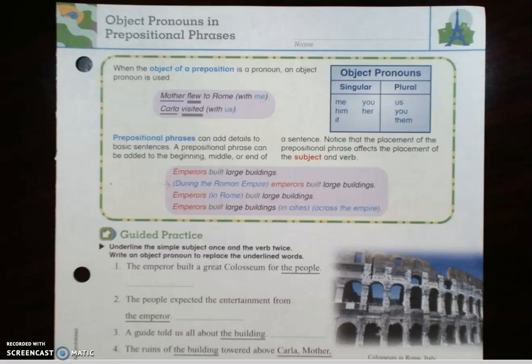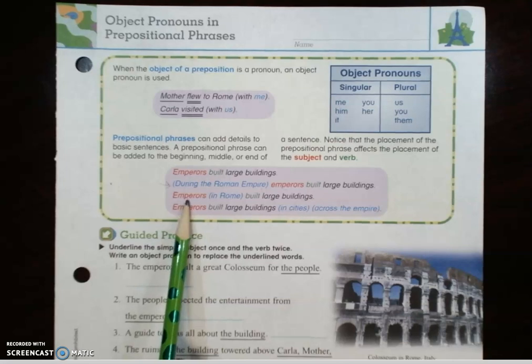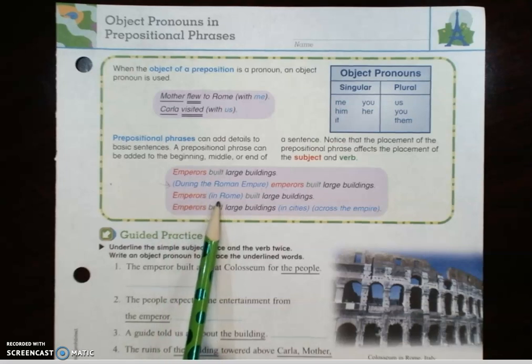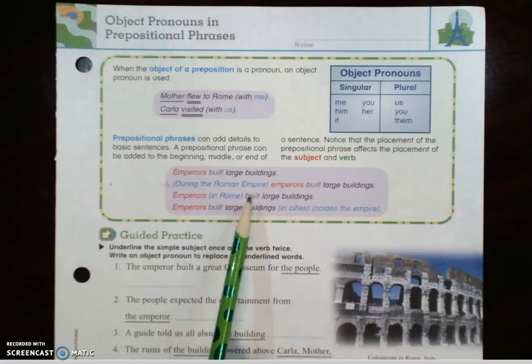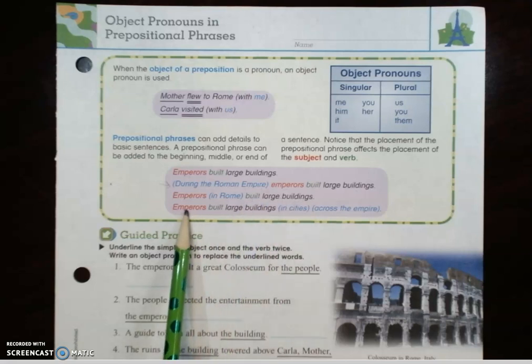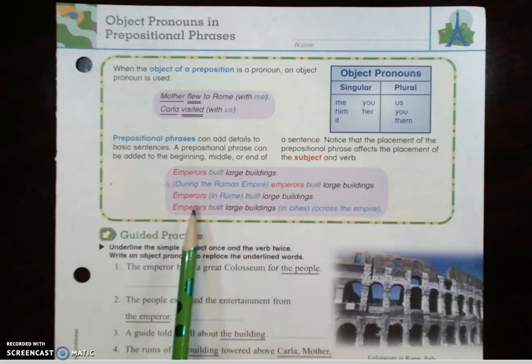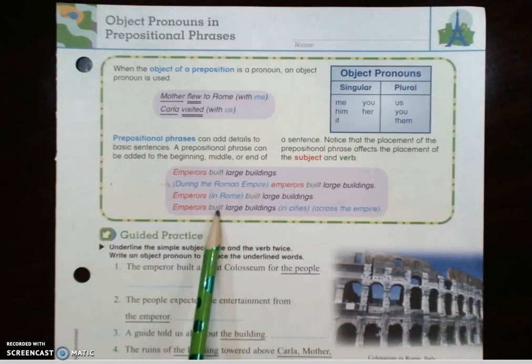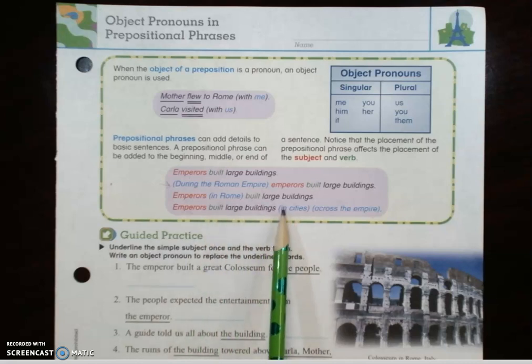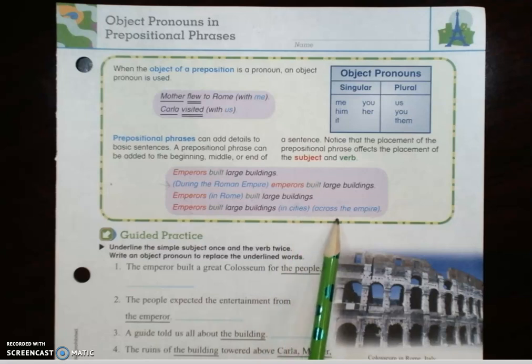So the next sentence, emperors in Rome built large buildings. So we have the subject at the beginning right here, emperors. But then they squeeze in this prepositional phrase in the middle, in Rome. And then built is the verb, large buildings. Now the next case is when they put prepositional phrases at the end of the sentence. Emperors built large buildings in cities across the empire. So emperors is the subject, built is the verb, large buildings, and then we get to the prepositional phrase at the end of the sentence, in cities across the empire. So that's pretty basic and pretty easy to understand.